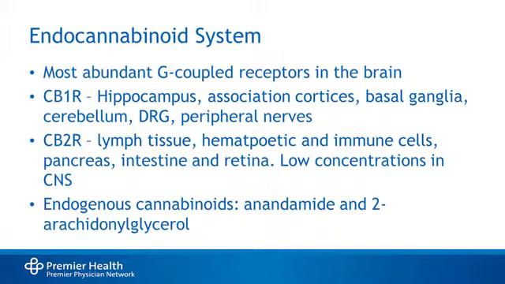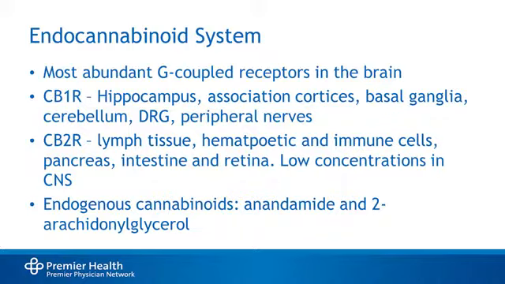The two main ones are CB1 receptors in the hippocampus, association cortices, basal ganglia, cerebellum, dorsal root ganglion, and peripheral nerves. CB2 receptors are in other parts of the body, predominantly lymphatic tissue, hemopoietic and immune cells, pancreas, intestine, and retina. There are low concentrations in the CNS.